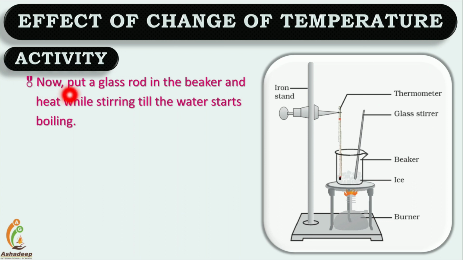Now put a glass rod in the beaker and heat while stirring till the water starts boiling. This glass rod we have put in the beaker, and we have to use this to stir the ice till it gets converted into water, and after that if we continue heating, it will get converted into vapor.